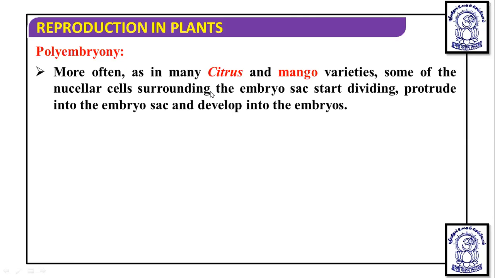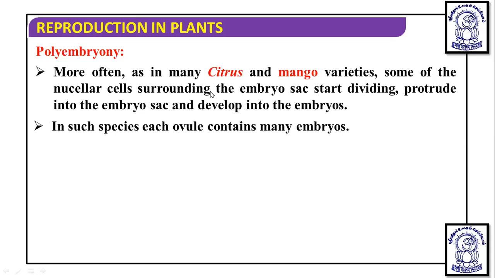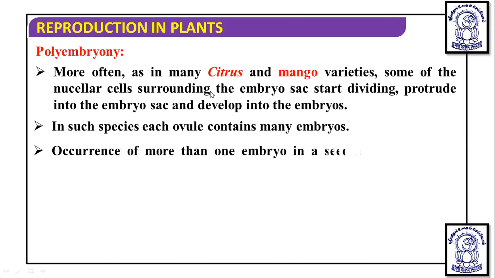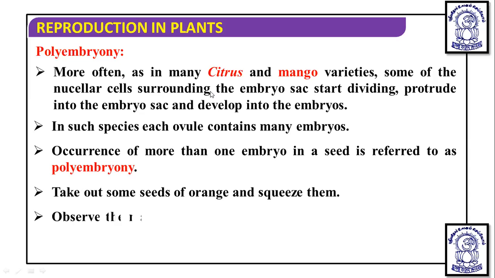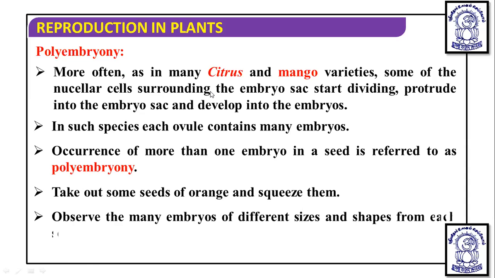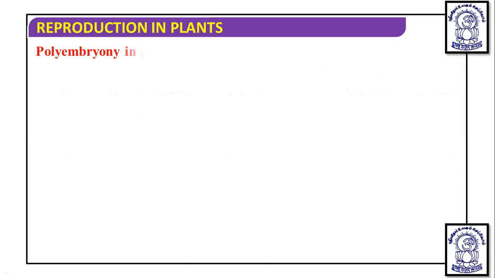The nucellar cells start dividing surrounding the embryo sac and form multiple embryos. So in such species, each ovule contains many embryos. Because of the occurrence of more than one embryo, it is referred to as polyembryony. If we take some orange seeds and squeeze them, we can observe many embryos of different size and shape in the seed.